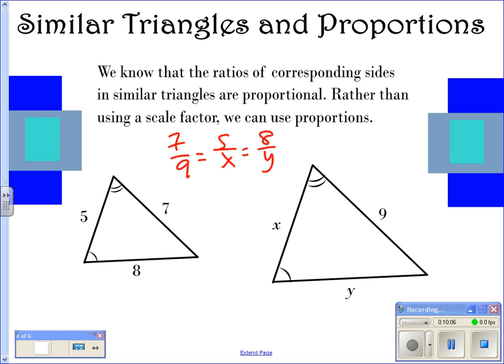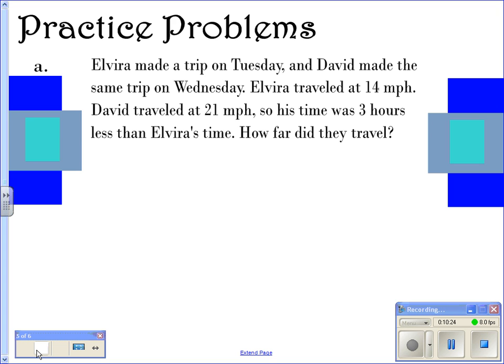You could also do it using scale factors. You know how when you have your parallel lines, it'll use a scale factor? You can do it the same way, but with triangles, it makes more sense to do proportions because that's what you're going to do in pre-calculus every time. You're not ever going to use a scale factor, okay? So this part is pretty much review, so I didn't do an example of it. So see if you can set up this problem and figure out how far they traveled.